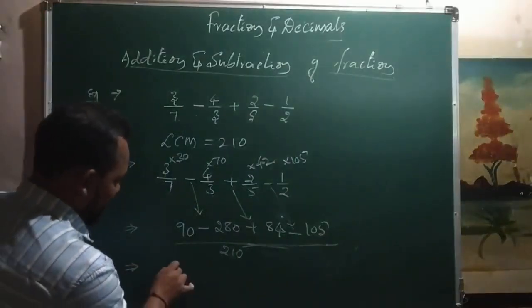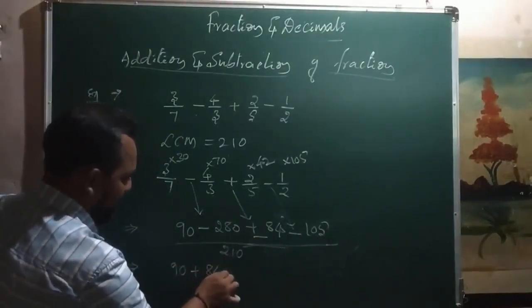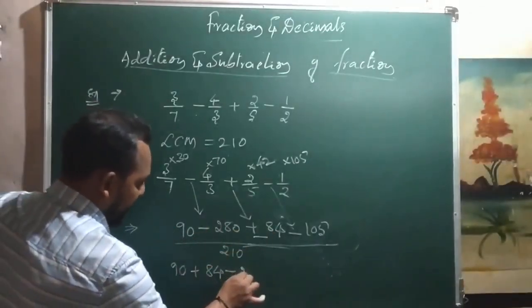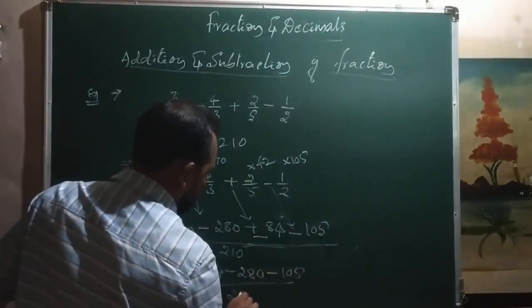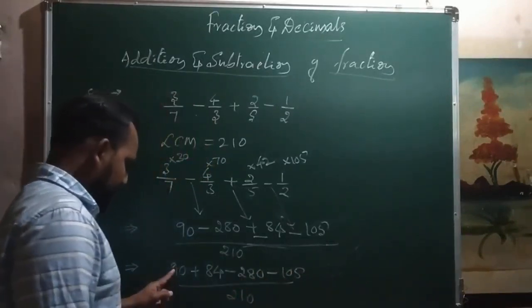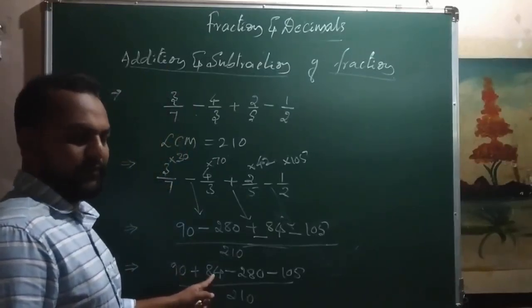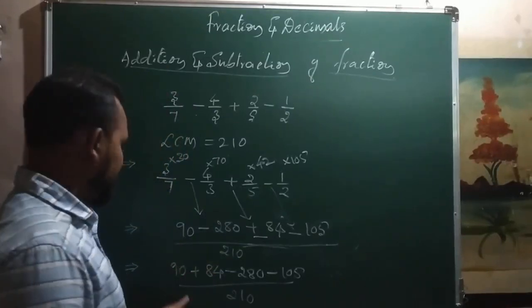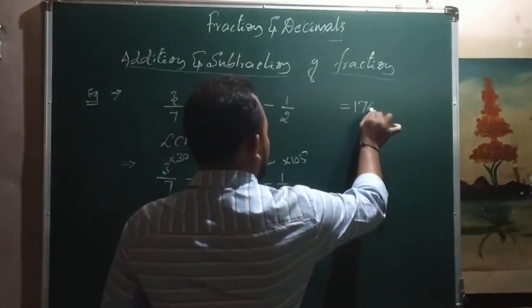Here 90 plus 84. The positive signs are positive 90 and positive 84, and negative 280 and negative 105, divided by 210. Here 90 plus 84 is 174.